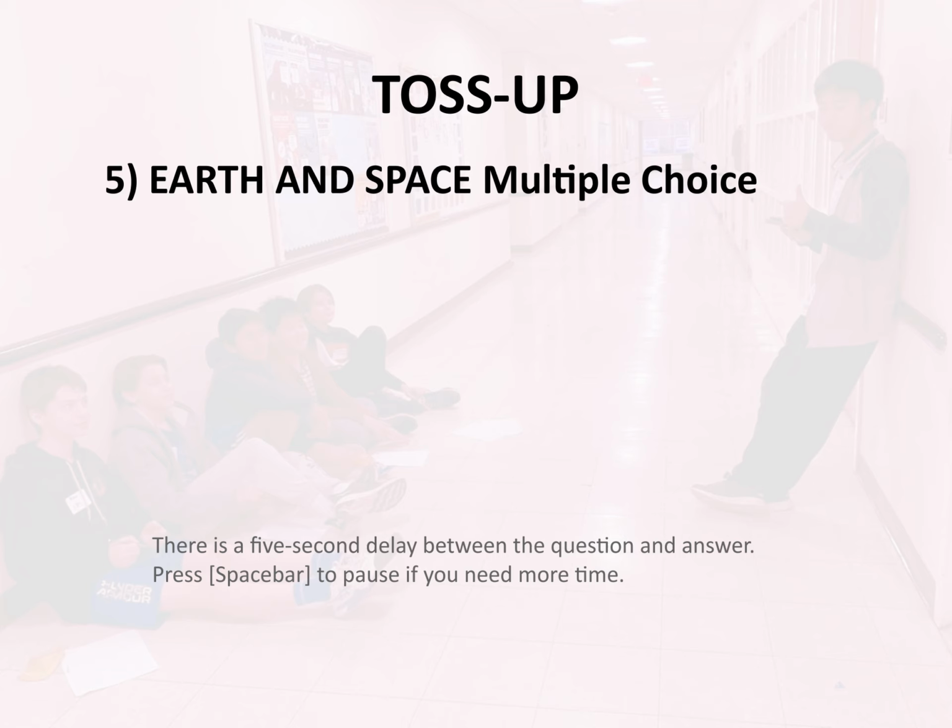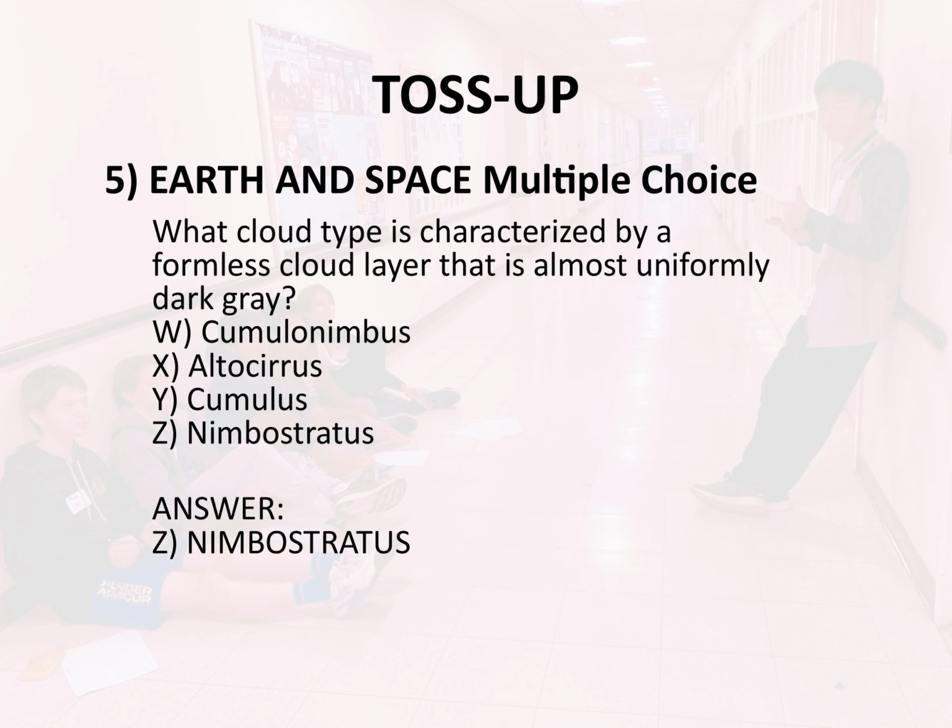Toss-up 5. Earth and space. Multiple choice. What cloud type is characterized by a formless cloud layer that is almost uniformly dark gray? W. Cumulonimbus. X. Alto cirrus. Y. Cumulus. Z. Nimbostratus. Answer. Z. Nimbostratus.